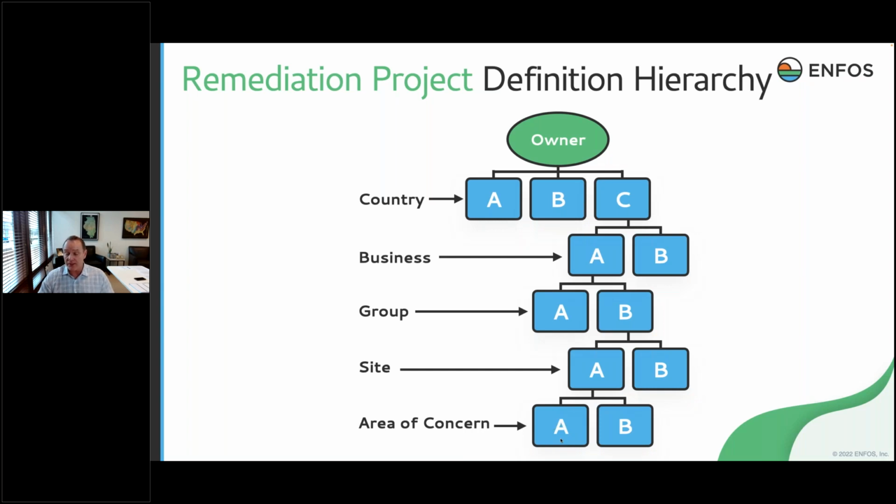Now, you might call it something different because it's just a label. You might call it a project. You might call it an operating unit. The label doesn't really matter because in ENFOS, your labels are customizable. My point is, when you're looking at solving a problem at a site level, especially those that have multiple areas of concern, how you create the project schema is ultimately critical.